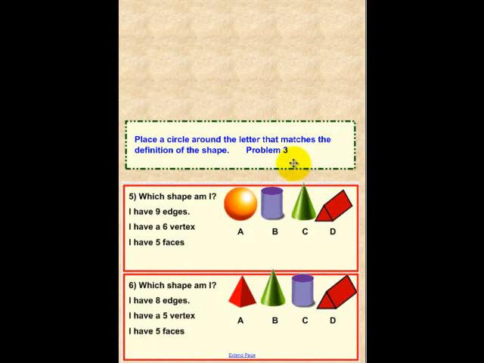Problem 3, just like the previous two. Which shape am I? I have 6 edges, 6 vertex, and 5 faces. Number 6, what shape am I? I have 8 edges, 5 vertex, and 5 faces. If you would, please pause the video while the student solves the problem.